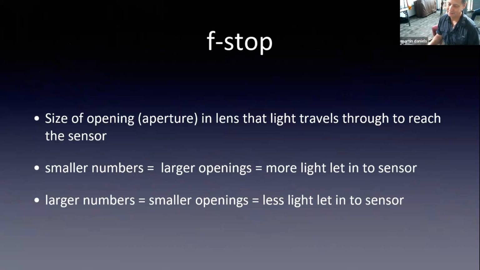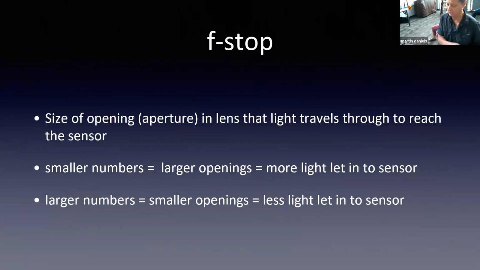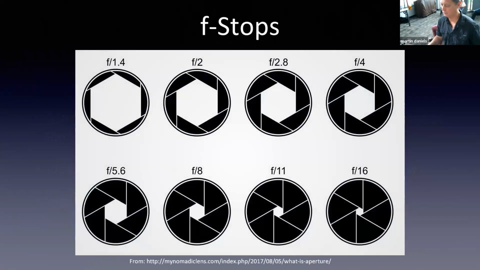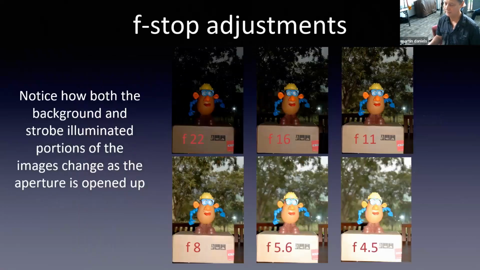So f-stops are the size of the opening, or the aperture, in the lens that light travels through to reach your sensor, okay? It's an inverse relationship, so the small numbers equal a larger opening. The larger numbers equal a smaller opening, okay? Just to make it more confusing. So this is a little graphic to show what we're talking about. So, Mr. Potato Head.